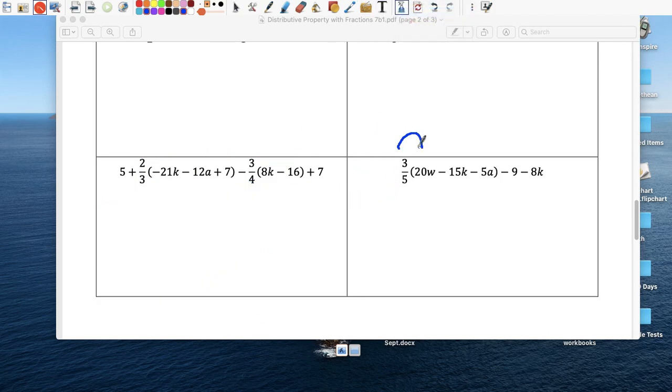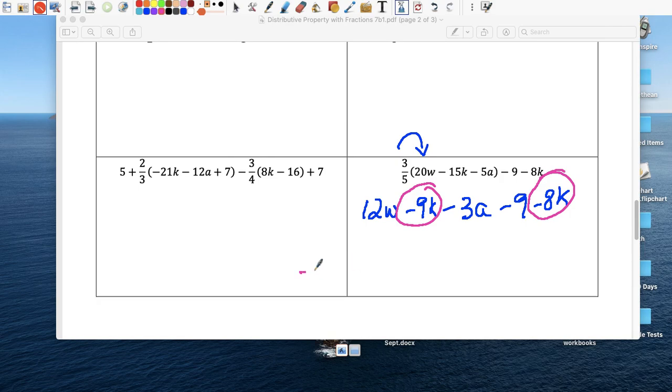Last one. 3/5 of 20 is 12w. 3/5 of minus 15 is 9. And then 3/5 times 5a is going to be 3a. Right? And then minus 9 minus 8k. Combine like terms, this guy and this guy. That's about it. So negative 3a minus 17k plus 12w minus 9 should have been your final answer.